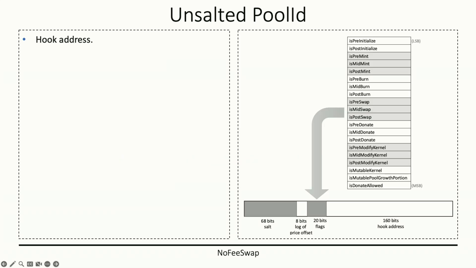The least significant 160 bits of the pool ID is the hook address. You also have the option to subscribe to one of our incentive pools so that your LPs are rewarded with the protocol's no-fee tokens. The next 20 bits are the permission flags. These include all the hook permissions as well as the pool owner permissions. For instance, there is a specific flag determining whether the initial kernel function can be modified dynamically.